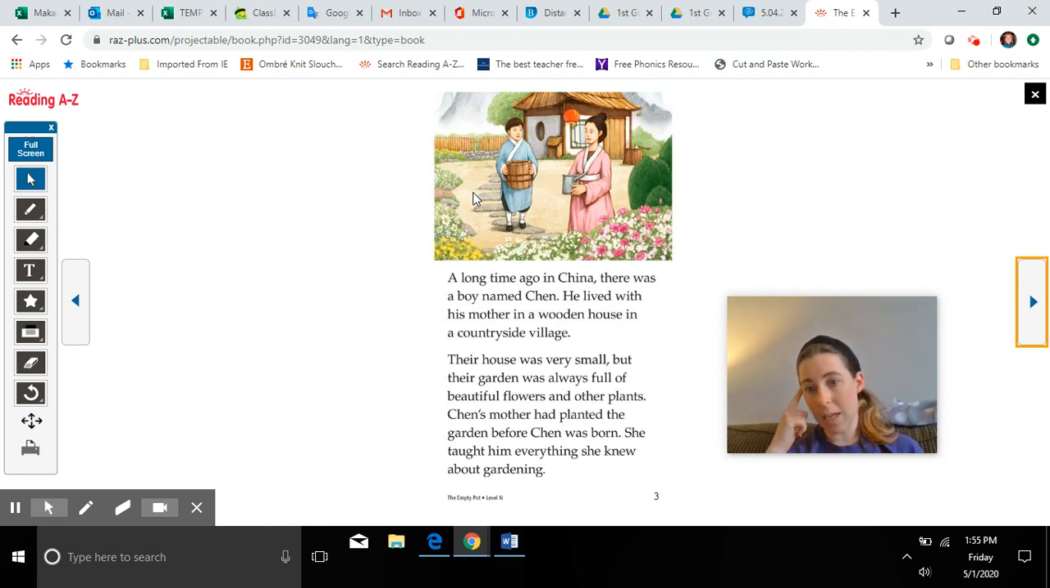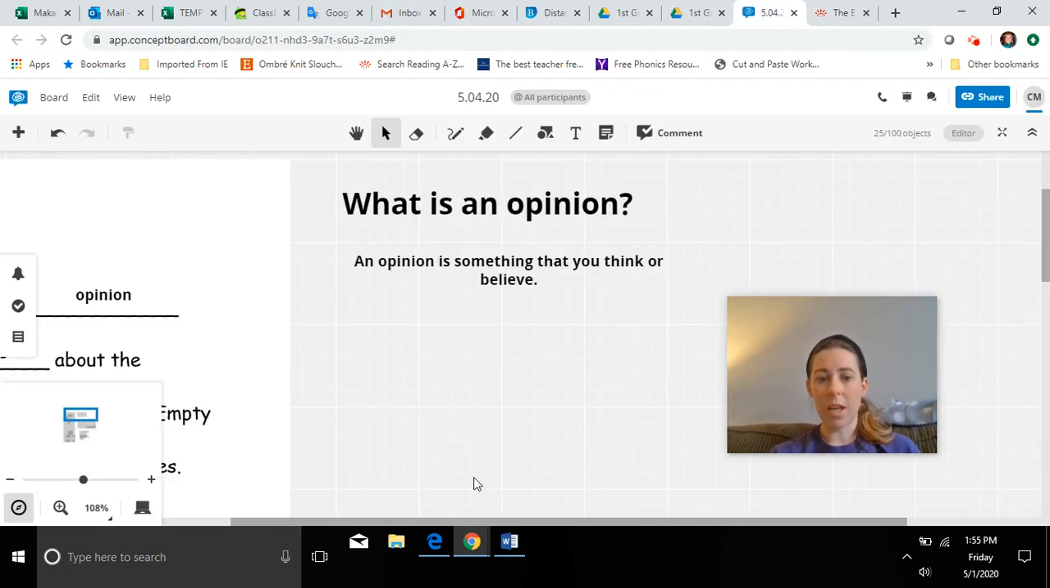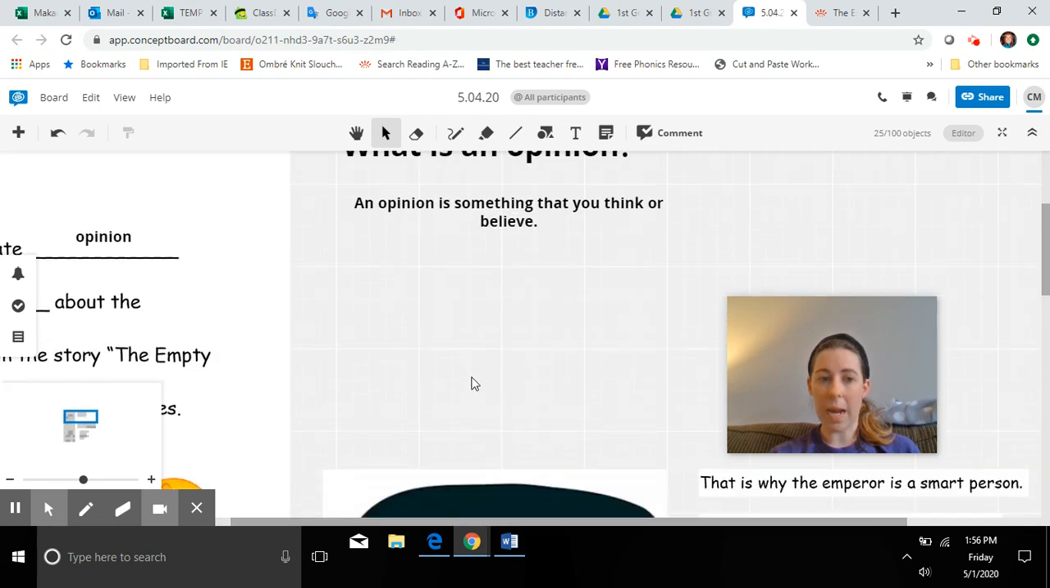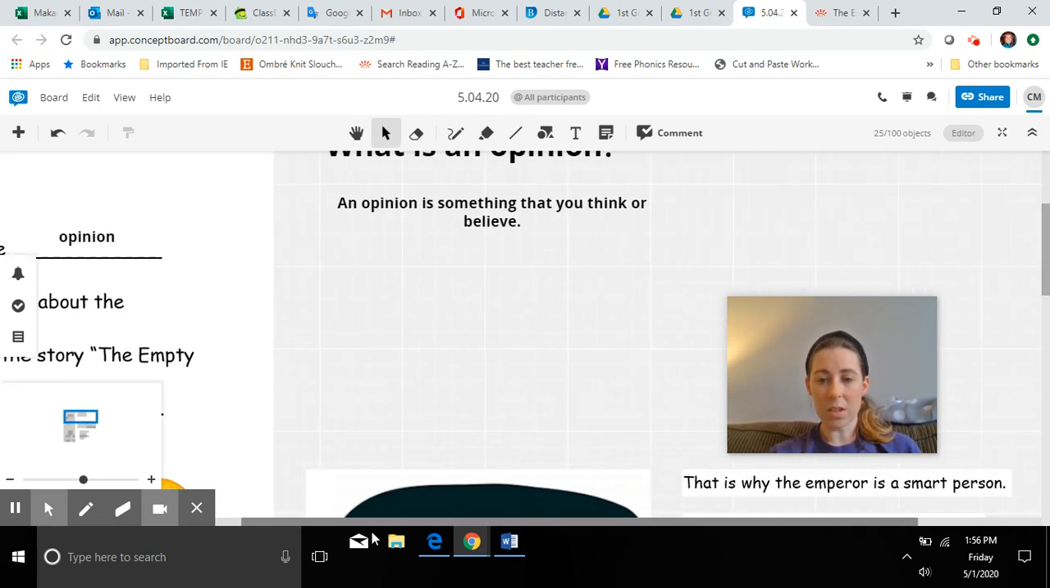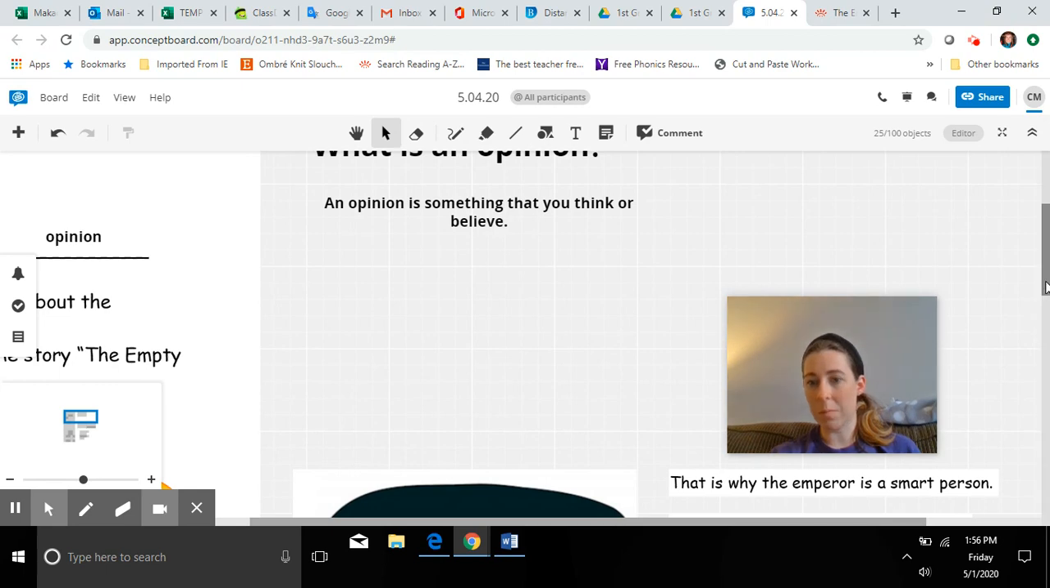So we have to think back to, what did we say about Chen? What kind of person is he? What kind of person is the emperor? And I think those 2 are the ones that we're going to practice today. So let's go down here and do an example.